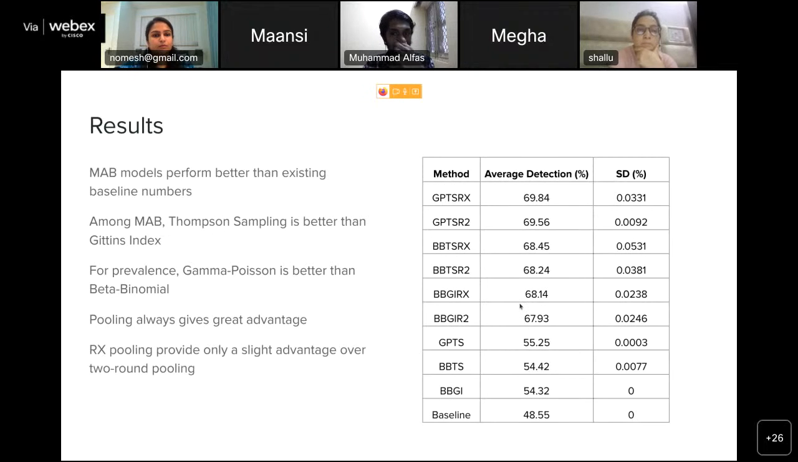And the difference between multi-round testing and two-round testing is very low. For the BBGI method, it is 67 and 68, and for BBTS it is 68.24 and 68.45. There is an increase in multi-round testing, but it's very slight. Also, comparing the Bayesian prevalence methods, you can see that the gamma Poisson methods perform better than the beta binomial methods. So these are all the numerical results we obtained from the simulation experiments.